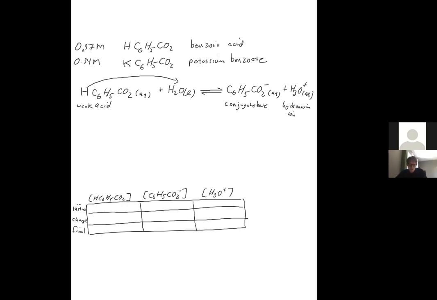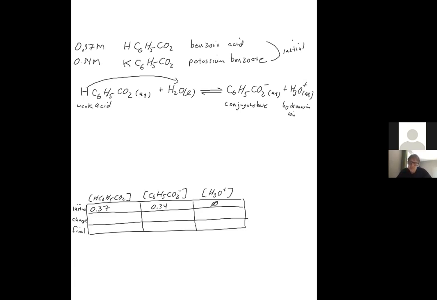Okay, so let's take a look at our initial. Our initials are right here. These are the initials. Okay, so 0.37. They said leave the M out. 0.34. Now this one, the question is, what's H3O plus? Now, technically, it's going to be the value that water would have, which is 10 to the minus 7, but that's such a small number. We're just going to put 0 to begin with.